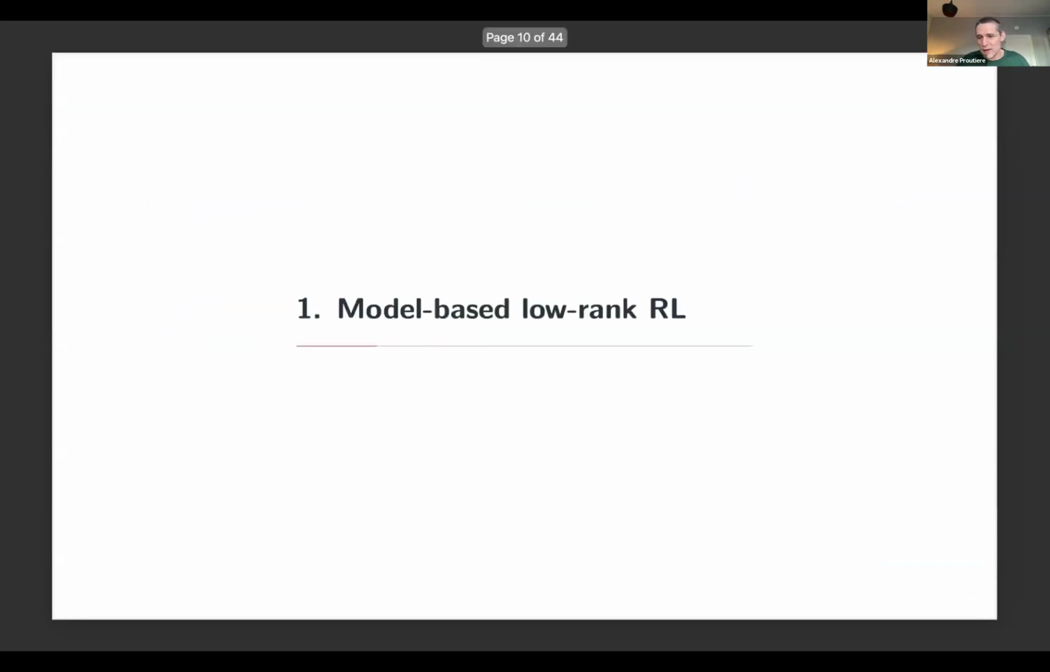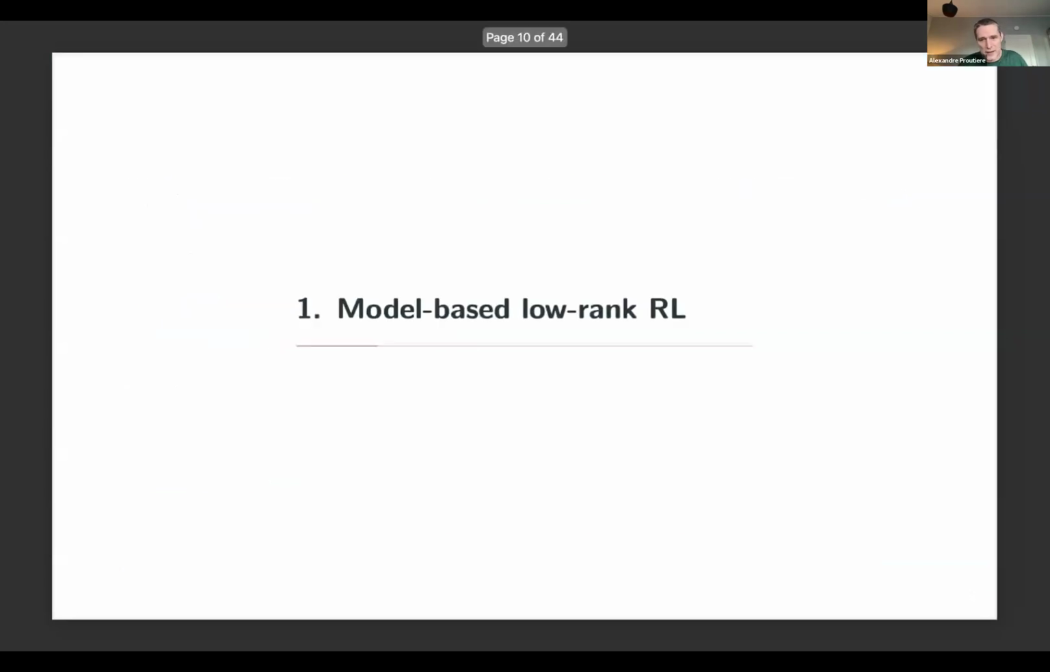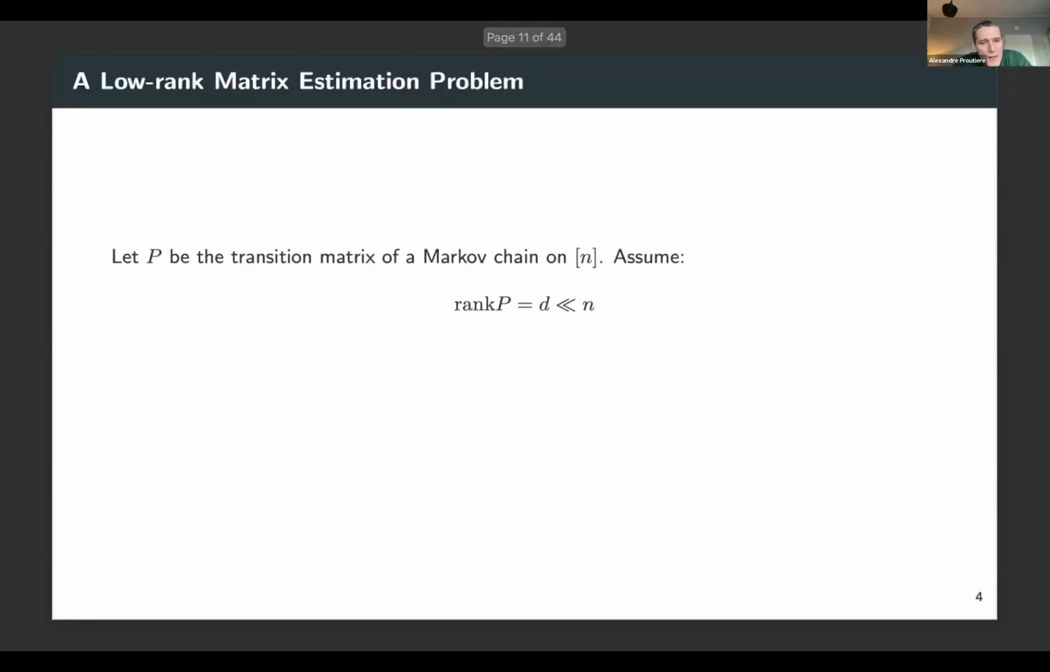All right, so I will treat both cases, model-based and model-free. And I will start by assuming that the transition matrices are low rank. So this is the low rank model-based RL.